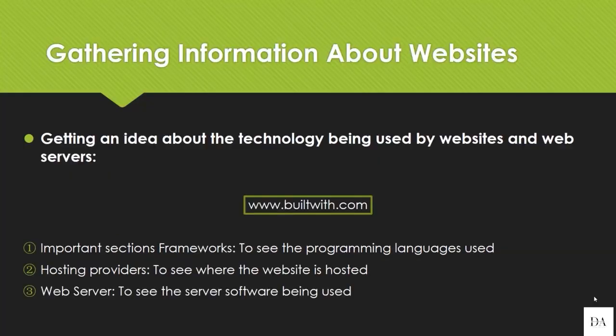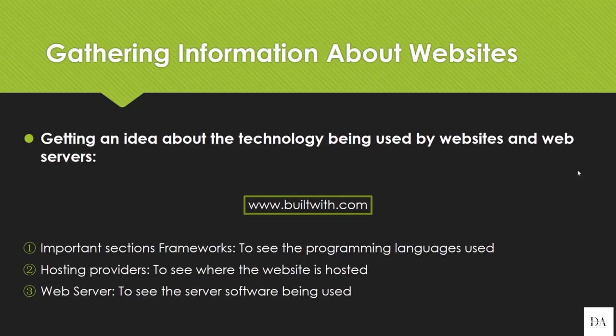In this tutorial, we will be talking about how to gather information about websites. First of all, we need to get an idea about the technologies being used by the website and the web server. For that, one of the best sources is builtwith.com. Builtwith.com will provide you all the necessary details that you need to know about a website. It will tell you about the programming languages used in the website, the hosting provider to see where the website is hosted, and the web server, meaning which server software is being used by the website.